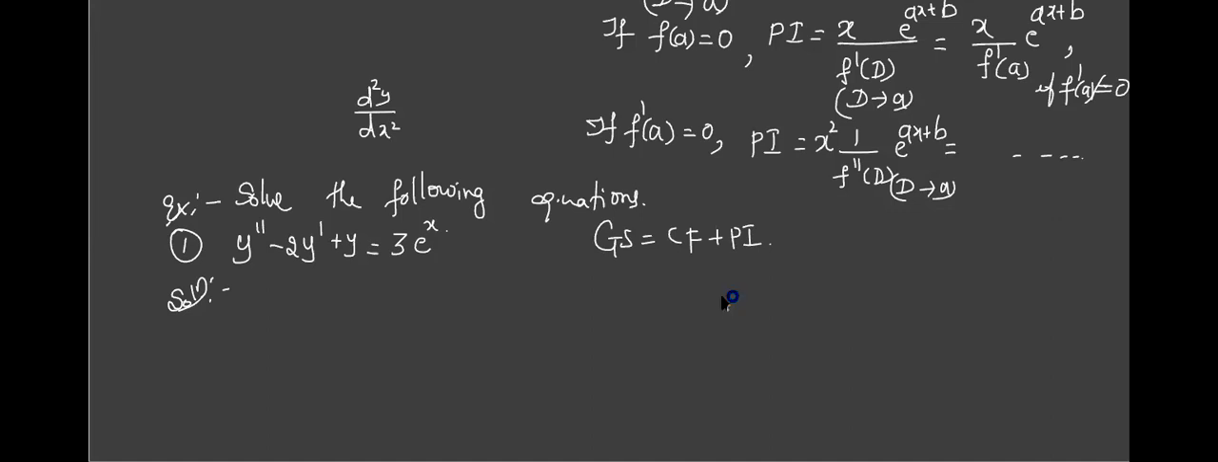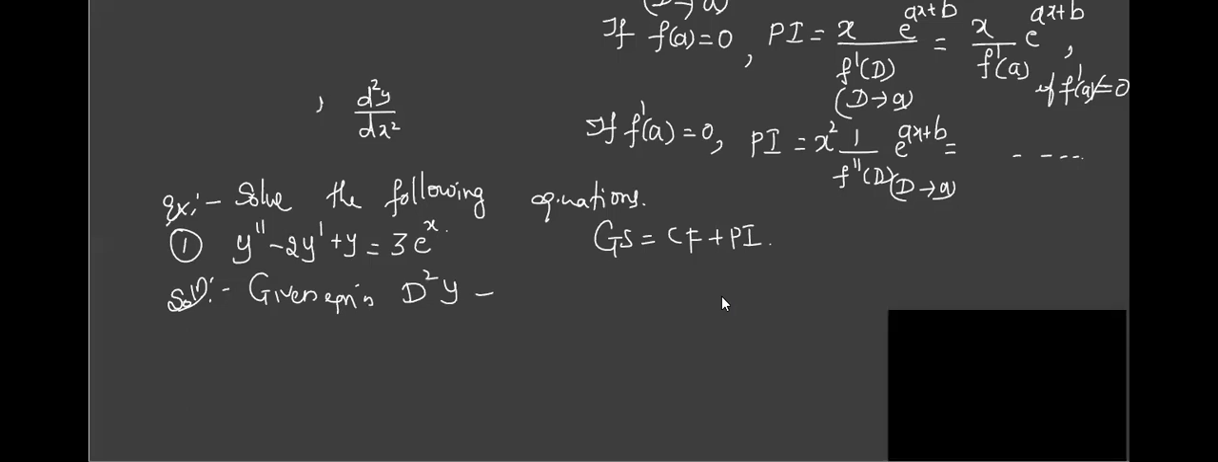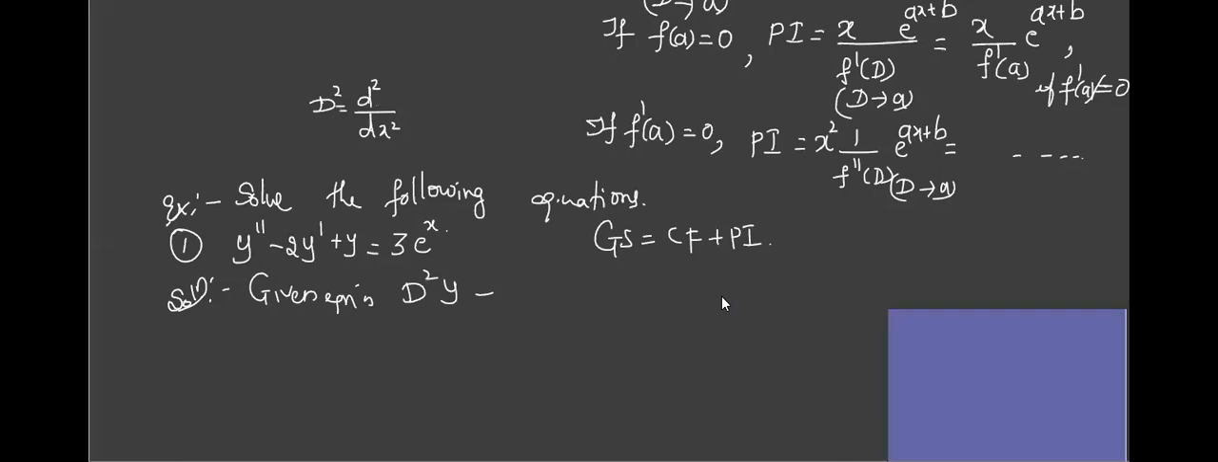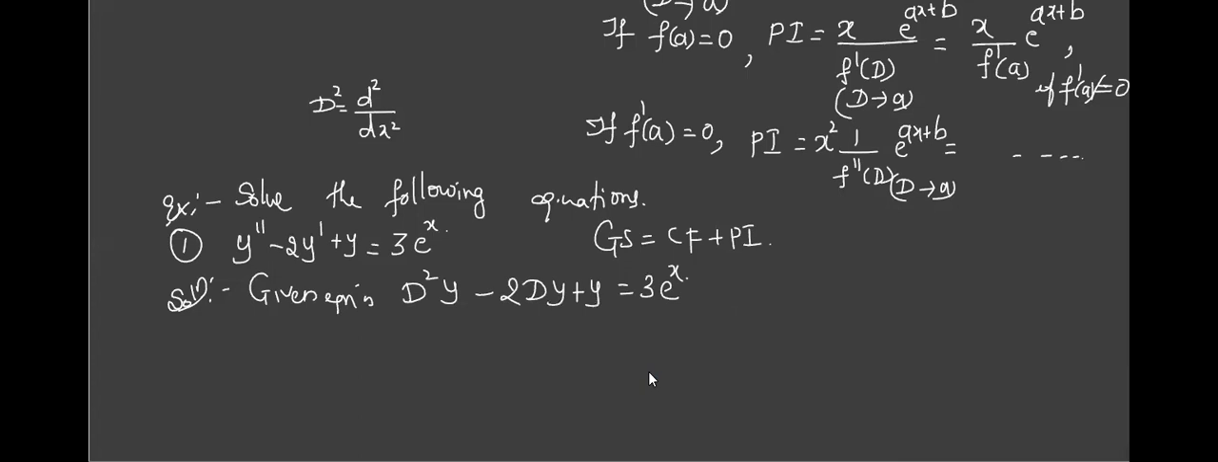So if it is y double dash, what will you get? D square. So the given equation is D square y. Actually, y double dash, if you write, it is D square y, because what we take as D square is d square upon dx square, meaning we leave y over there. Now tell me the next part. This is 2 into y dash, meaning Dy, plus y equal to 3 into e raised to x.